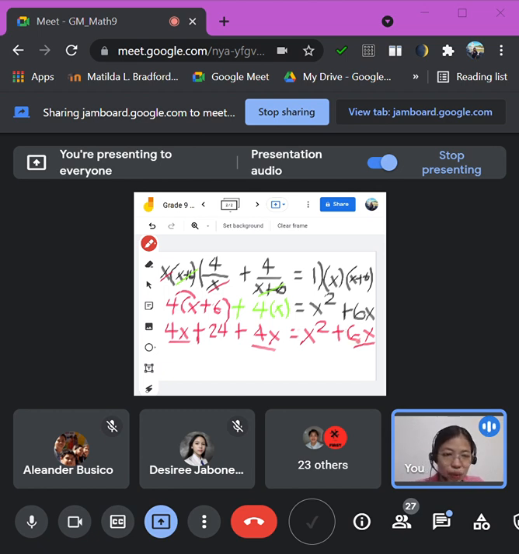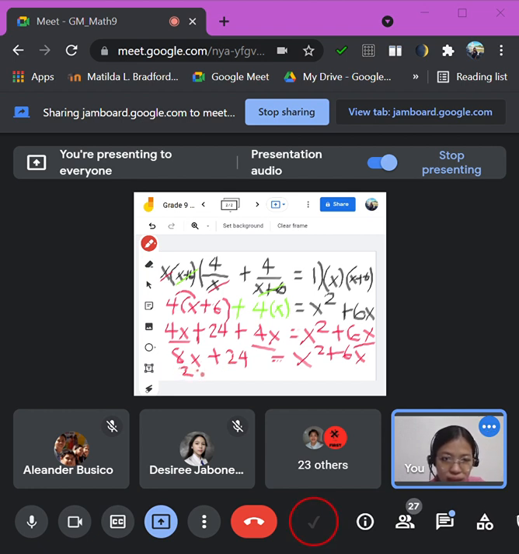So, we can move this 6x to the left side. So, if we combine, 4 plus 4, that is 8x, and then plus 24 is equals to x squared plus 6x. Since the 6x is the same, we can subtract it from this side. Okay? So, we can have 2x plus 24 is equal to x squared.